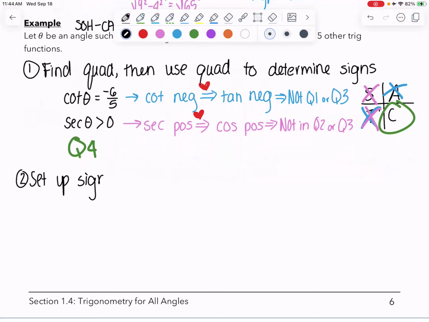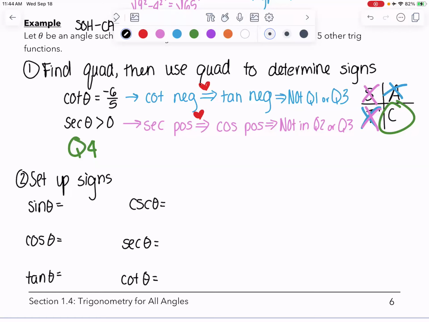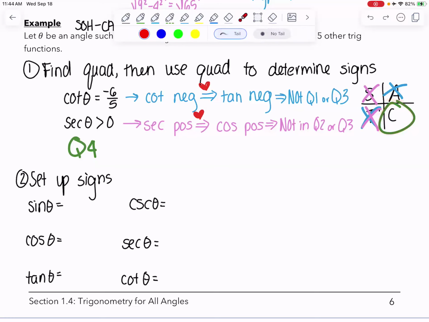So we'll set up those signs. I'd like to give a little bit more room here: cosine theta, tangent of theta, and we have sine's soulmate is cosecant, cosine's soulmate is secant, tangent's soulmate is cotangent. In quadrant 4, cosine is the only one positive, so cosine and secant will both be positive. Everyone else, so sine and cosecant, tangent and cotangent, they are negative. So I'm just putting their negative signs in.